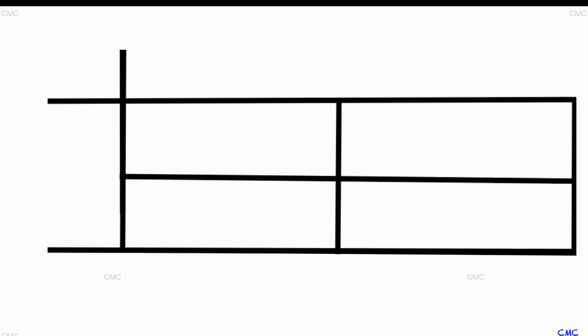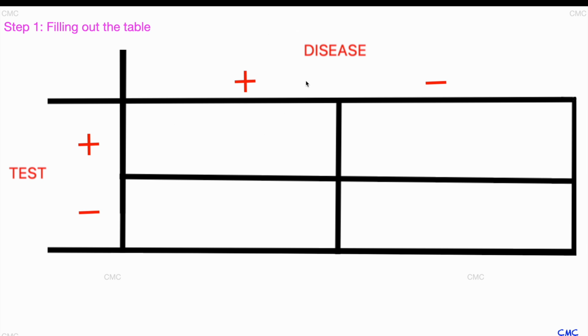Alright, our first step will be filling out our 2x2 matrix. In every screening table, you will have an area for the test results, which can be either positive or negative, and a disease area where patients will either have the disease or not have the disease. When the patients have the disease and they test positive for the disease, this is called true positive. Makes sense, doesn't it? The patient has the condition and the test has correctly identified this.